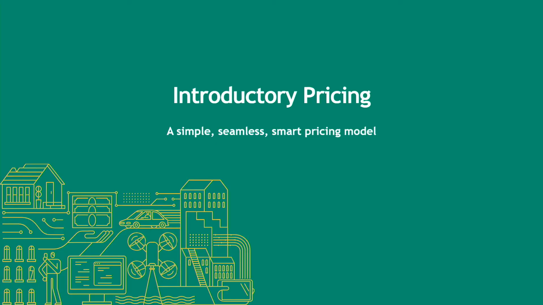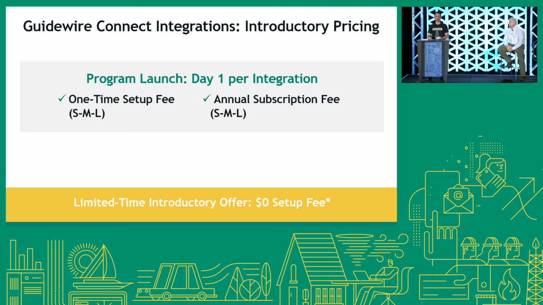So the pricing, right? When we say that it's a simple, seamless, and smart pricing, what we're referring to is that before, the way we estimated integration, it would be in those thousands of hours. And now there are 3 buckets: small complexity, medium complexity, or large complexity. And this is per each integration.